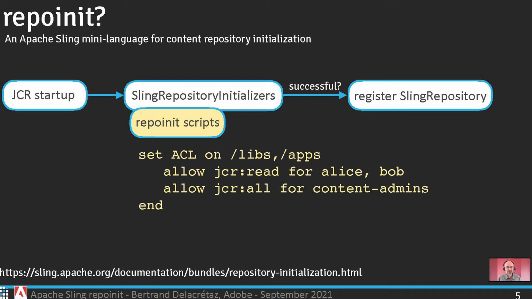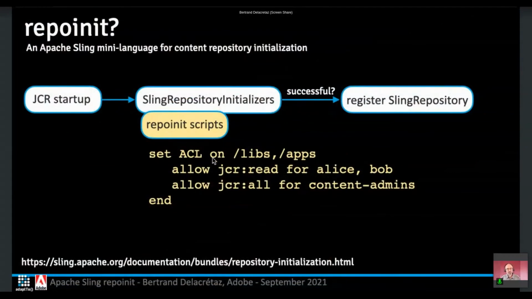Like the example that we see here, the text on this slide is a small excerpt of a Repoinit script setting ACLs, access control lists, on /libs and /apps, allowing Alice and Bob to read that, and allowing content admins. So what is shown on this slide is an excerpt of the Repoinit language which is setting ACLs on two paths, libs and apps, allowing read for users Alice and Bob, and jcr:all for content admins, which is probably a group, but we don't see that here.